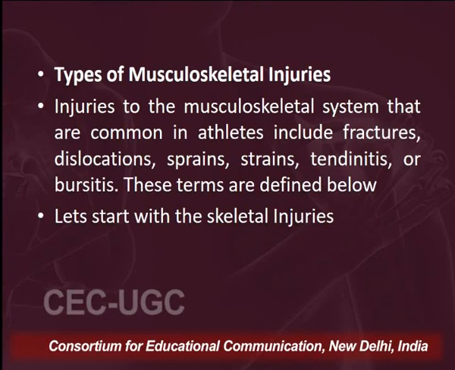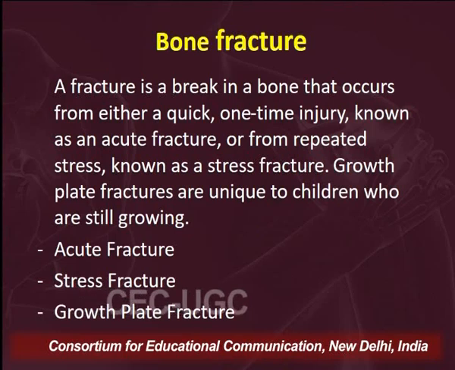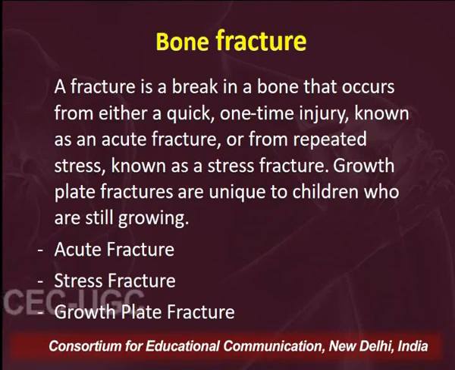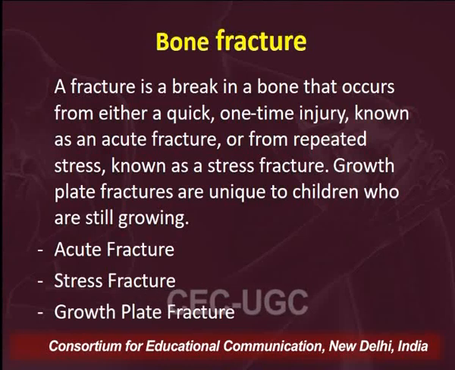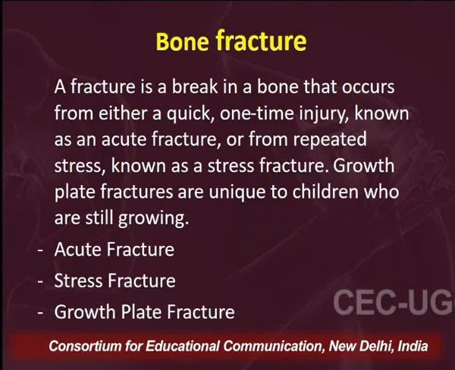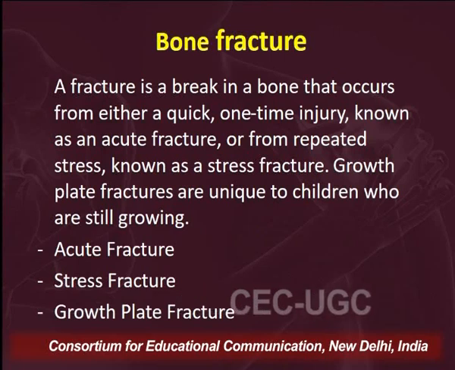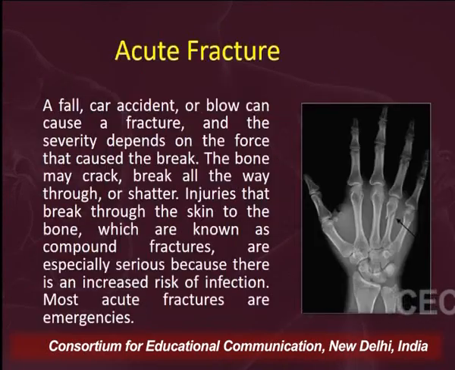Let's start with the skeletal injuries. In skeletal injuries, the first category is a bone fracture. A fracture is a break in a bone that occurs from either a quick one-time injury known as an acute fracture or from repeated stress known as a stress fracture. Growth plate fractures are unique to children who are still growing. So, acute fracture, stress fracture, growth plate fractures. Let's start with acute fractures.